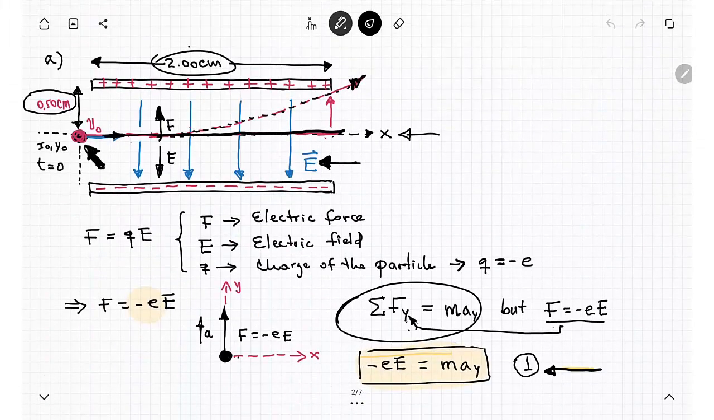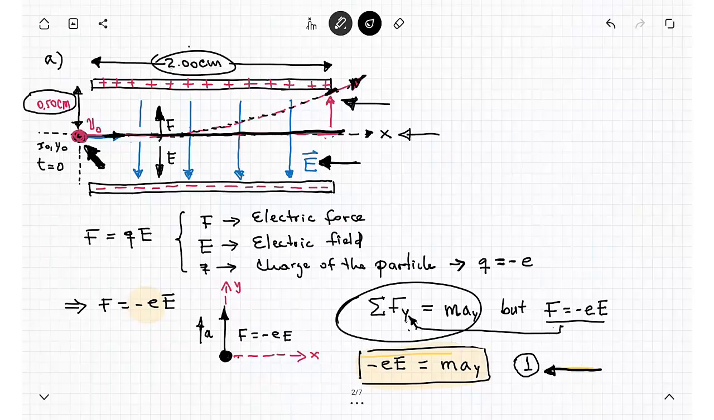This is the electron, right? And this is the trajectory of the electron. The electron barely touched the plates. The electron never touched the plates, but just when it leaves the region between the plates, it passes really close to the upper plate, but they never touch it, right?